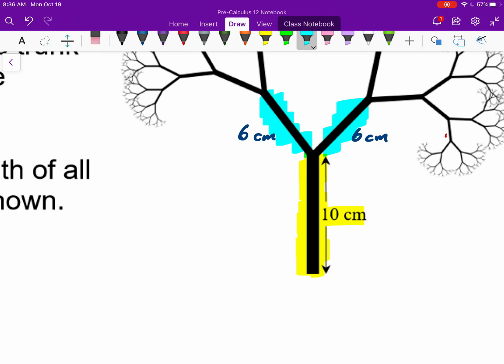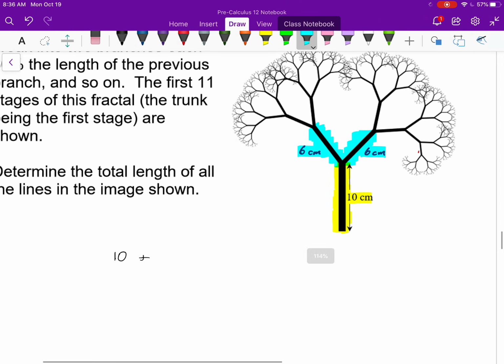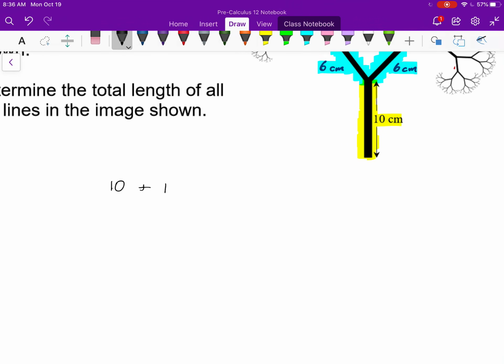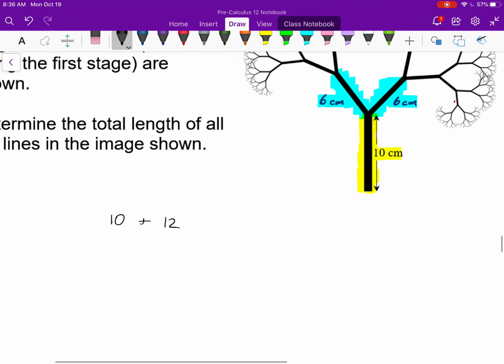Okay, but there's 2 of them. So my second stage of this fractal, or the second term in my geometric series, is not 6. It's 6 plus 6, because this stage has 2 branches in it. So 6 times 2, so it's 12. My second stage is 12 centimeters. So first 10 centimeters plus 12, and that's the hardest part done.